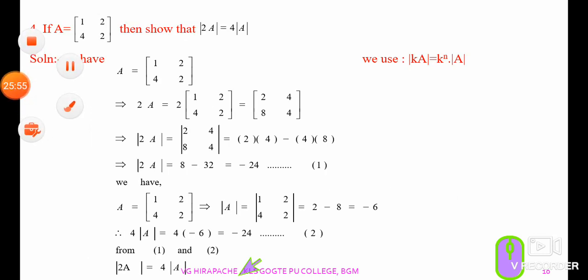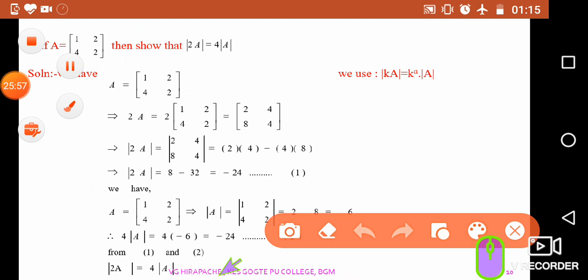If matrix A is of second order, containing the first row elements 1, 2 and second row elements 4, 2, then we have to show that determinant of 2A is always equal to 4 times determinant of A. We have the matrix A which is equal to 1 2 4 2. Let me find out the left hand side of the given problem. This implies 2A is equal to, that is called a scalar multiplication of a matrix, 2 into matrix A containing the elements 1 2 4 2.